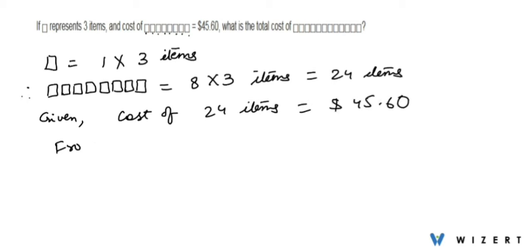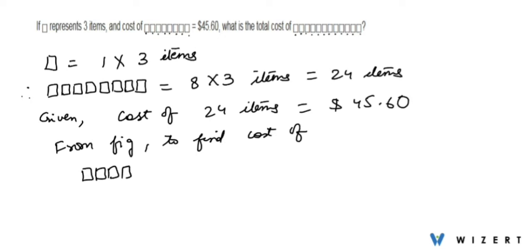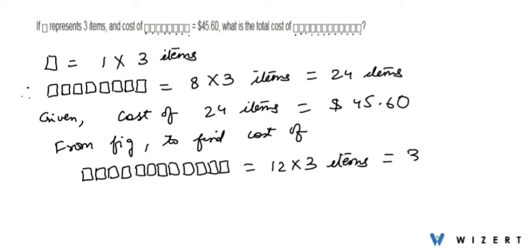Now, it is given that the cost of these 24 items is equal to $45.60. Now, from the figure, we have to find the cost of these 1, 2, 3, 4, 5, 6, 7, 8, 9, 10, 11, 12 squares. These 12 squares represent 12 multiplied by 3 items, which is equal to 36 items. So, we have to find the cost of these 36 items.